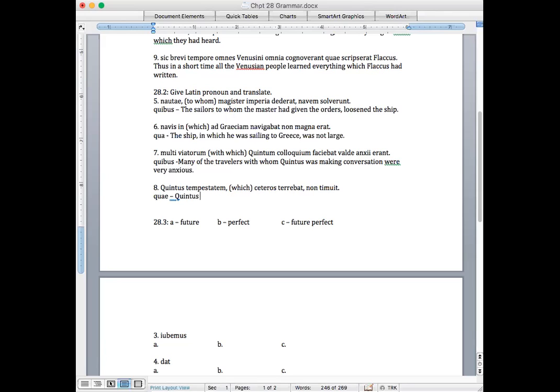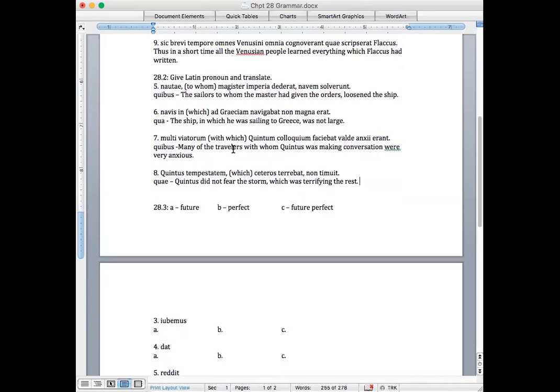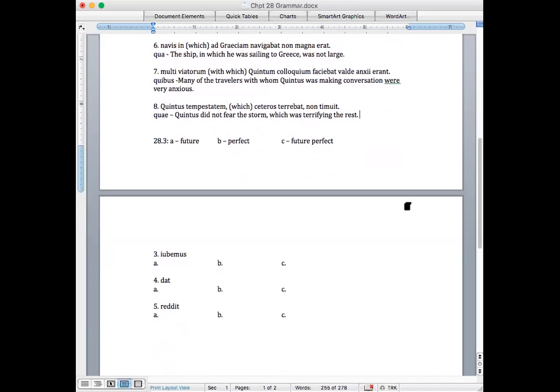So Quintus did not fear the storm, which was terrifying the rest. Okay, so you notice in this sentence, we had to kind of switch the order for it to make sense in English, and that's fine. Quintus did not fear the storm, which was terrifying the rest of the people. Just be very careful that you are not attributing that pronoun to a different antecedent if you have to flip the order. Just to be careful.